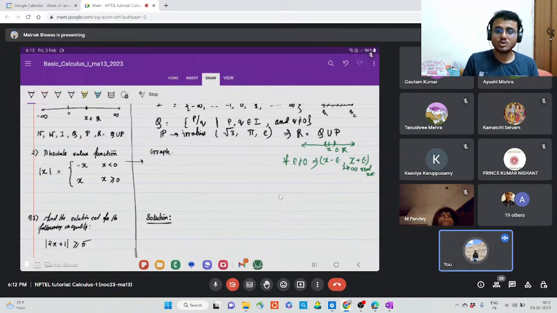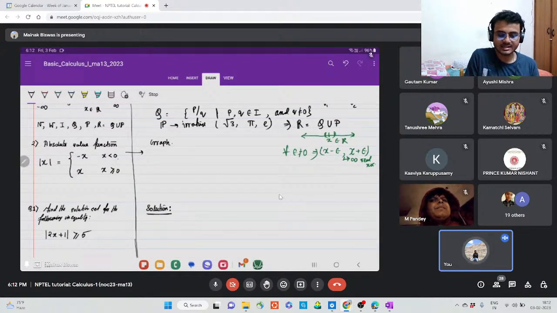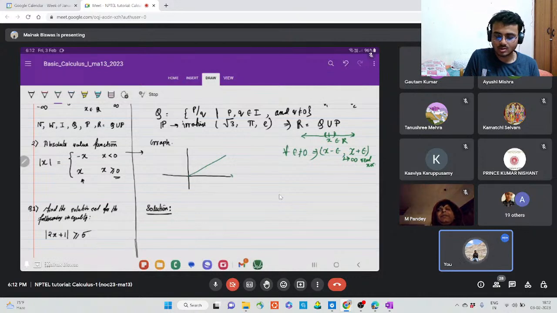So what is an absolute value function? We'll be using this function throughout, so it's good to define. In case x is less than 0, it's minus x, and when it is greater than 0, it's x. So what does that mean? If I plot this graph, these are values of x, and this is mod x, or the absolute value of x. So this is nothing but your y equal to x line when x is greater than 0.